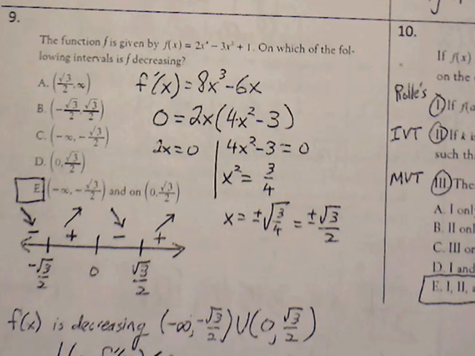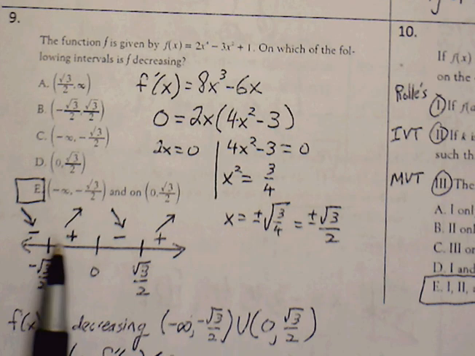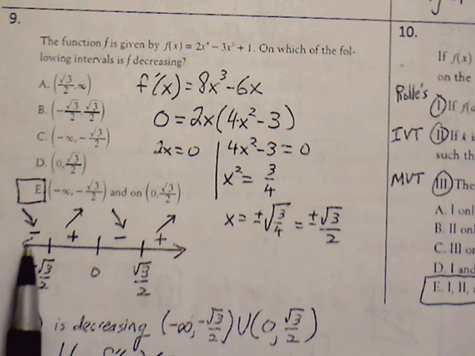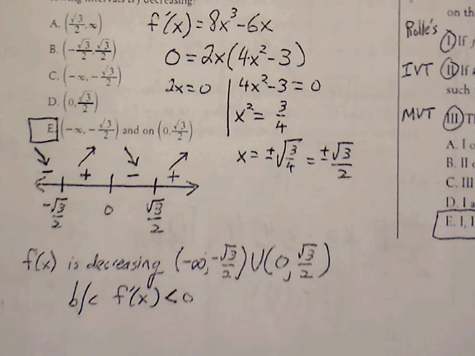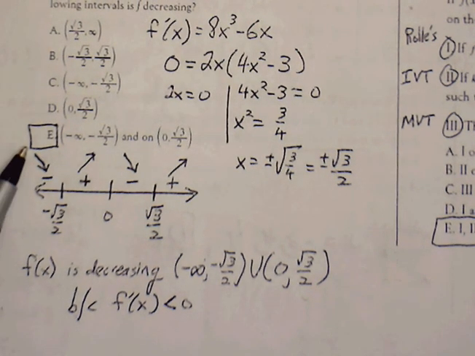Okay, so we put all that on the sign line, test each interval with the derivative. We get negative, positive, negative, positive. So our function will be decreasing in these two intervals: from negative infinity to negative root 3 over 2, and then also from 0 to root 3 over 2. Okay, so the answer choice will be E.